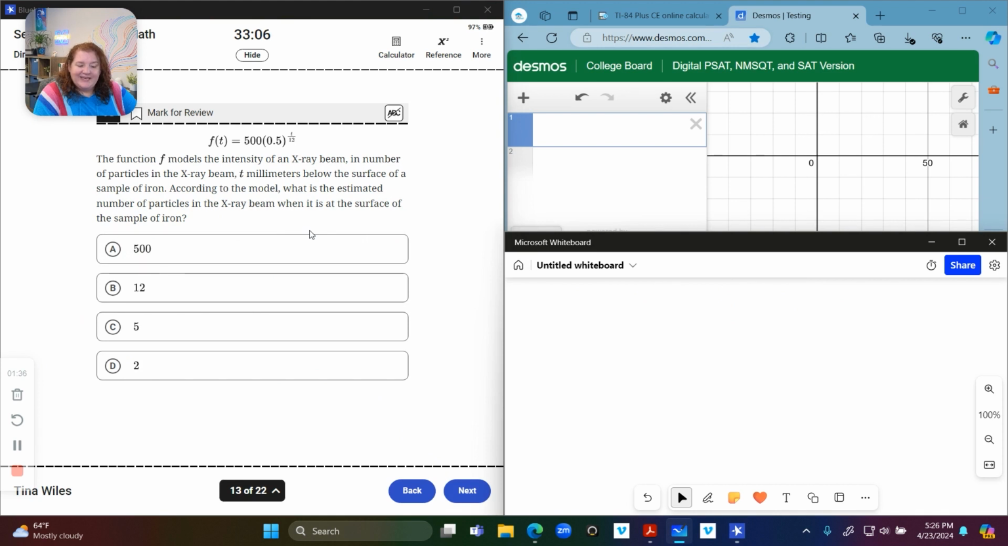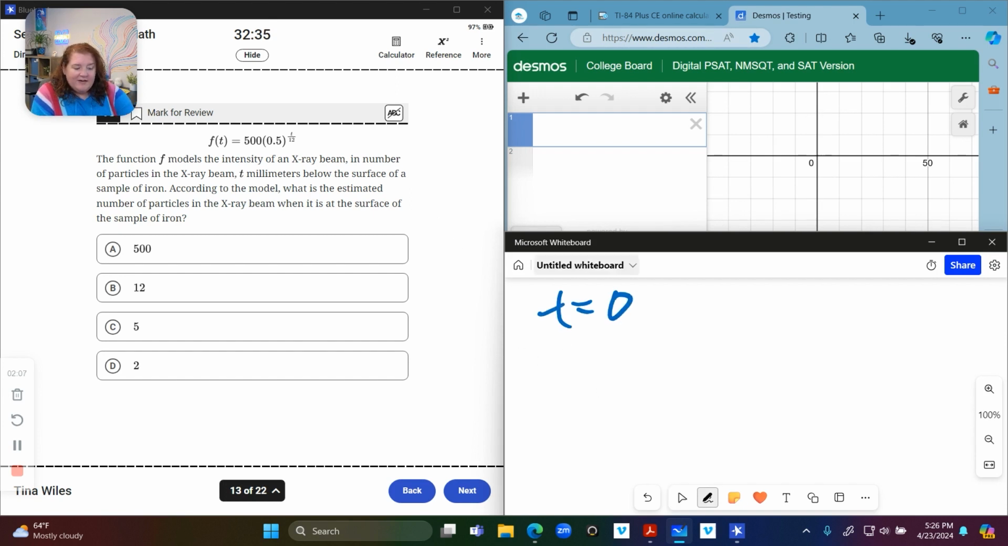Number 13, the function f models the intensity of an X-ray beam and number of particles in the X-ray beam, T millimeters below the surface of a sample of iron. According to the model, what is the estimated number of particles in the X-ray beam when it is at the surface? So if they're saying T is how far you're going below the surface, what that means is that if you're at the surface, that's like saying T equals 0.